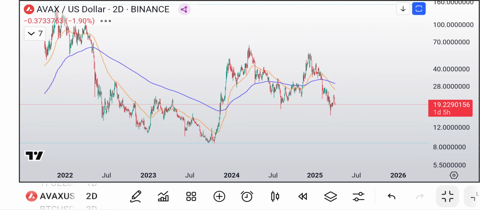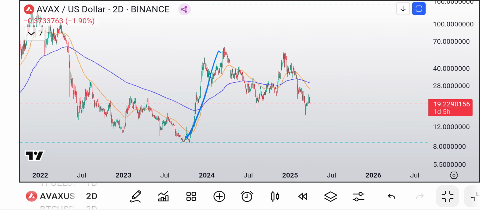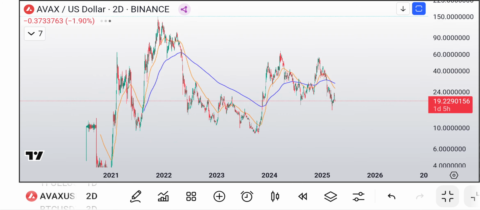But AVAX, ICP, and what was the other one? Near. They all have really good waves and three-wave pullbacks. So AVAX, Near, ICP, and I think Fetch was another one. They all have really good structures. They all have nice three-wave pullbacks.